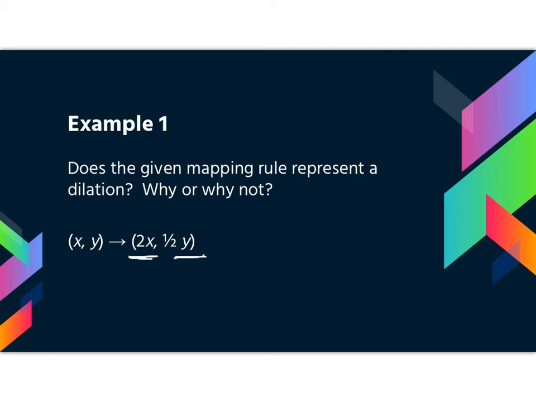However, it is important to note that because we're multiplying, this mapping rule would represent some type of non-rigid transformation because the size will definitely be changed, right? And so multiplying, that affects the size of a figure. It just doesn't create similar figures because the scale factor is not the same.